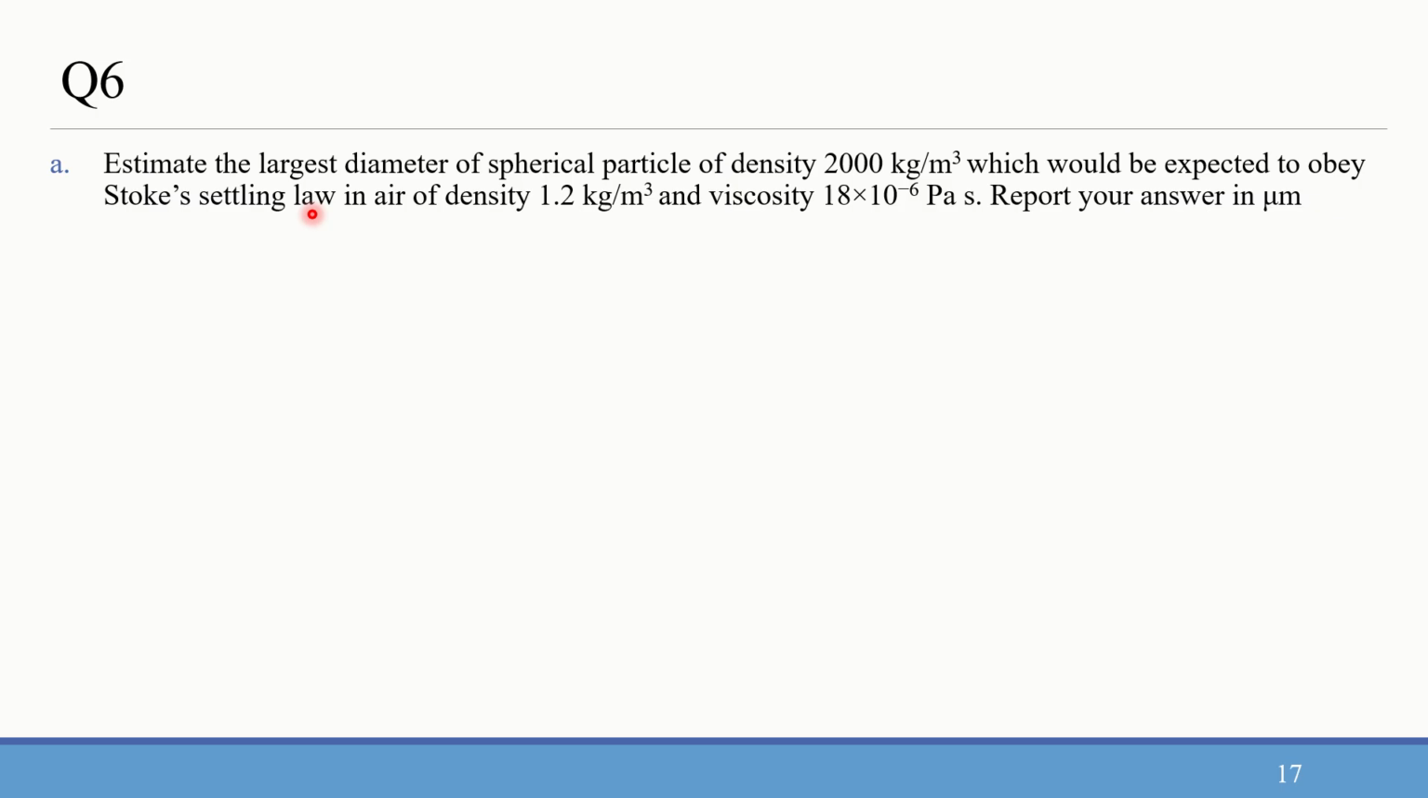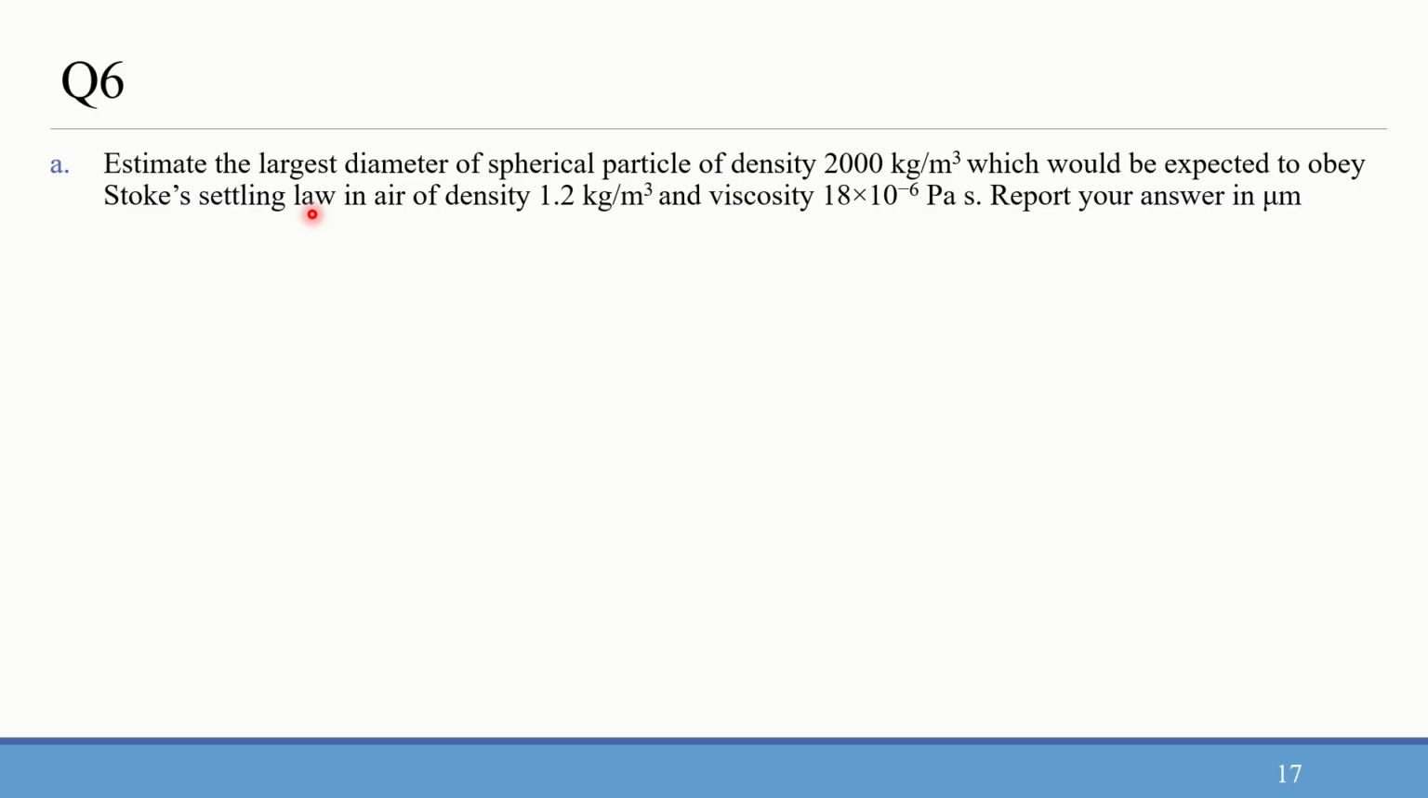Rho p minus rho f we know, because particle density is given as 2000 kg per meter cube and rho f is given as 1.2 kg per meter cube. g is 9.81, dp, the diameter of the particle, is unknown, divided by 18 mu. Mu is given as 18 into 10 power minus 6. So Vt is unknown, dp is also unknown.